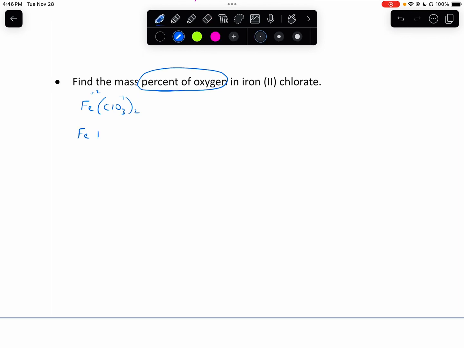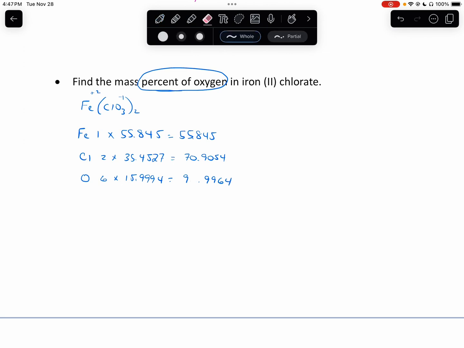We have Fe, we have one of those. Fe's atomic mass is 55.845. Sorry, my 5s don't work sometimes. Cl, we have 2 of those, 35.4527. That's going to give us 70.9054. And then last but not least, we have O, 6 times 15.9994. That's going to give us 96.9964. Excuse me, that's 95 there. But basically 96.